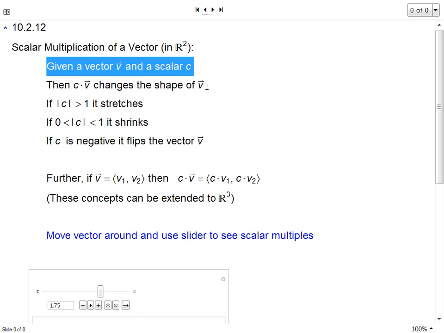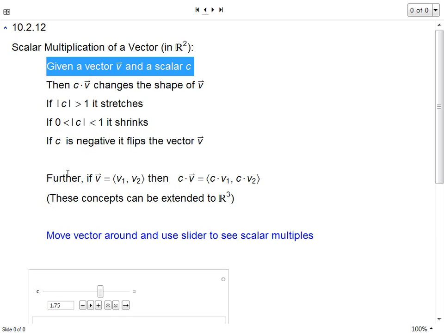Given a vector, someone gives me a vector and a scalar, then multiplying that scalar times the vector changes the shape of the vector. If the absolute value of c is bigger than 1, it stretches the vector out. If the absolute value of c is between 0 and 1, it shrinks the vector. So it changes its length. When you scale it, it changes its length. And if c is a negative number, it actually changes its direction. It flips it over and points it the opposite way.